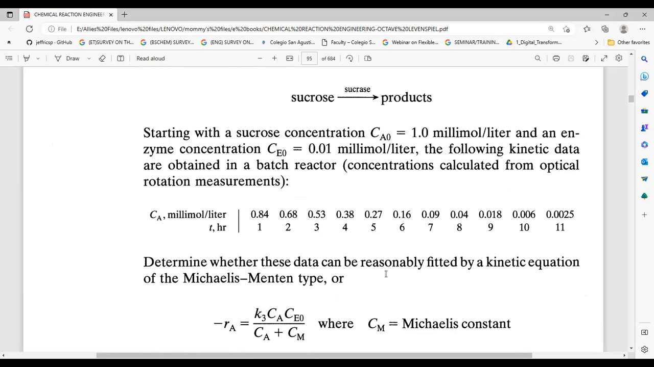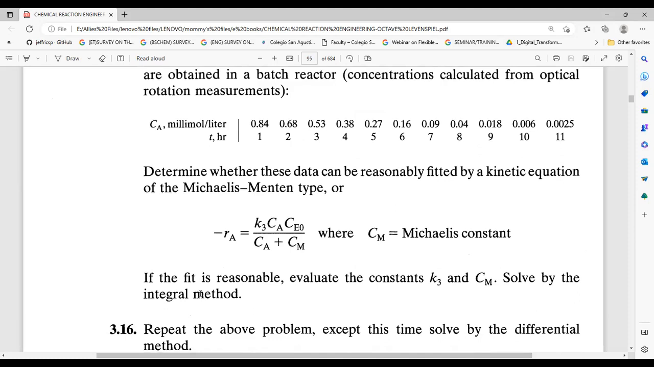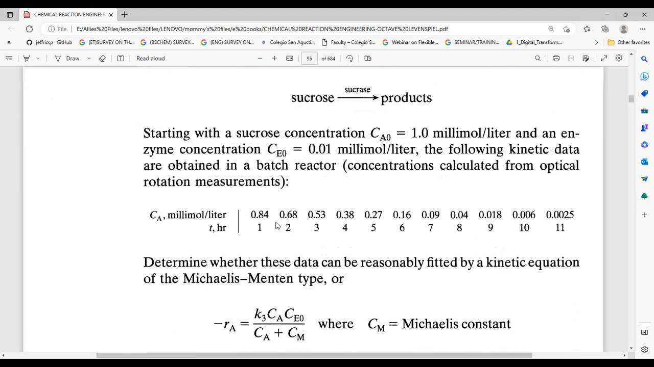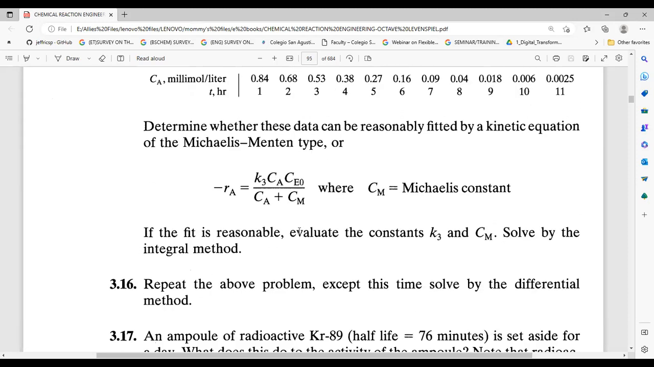In your biochemical engineering, you're going to study in detail biochemical reactions, enzymatic reactions, and this particular rate equation is common to it, the Michaelis-Menten type of equation. If the data fits this rate equation, you are to give the value of K sub 3 and C sub M. We're going to solve it using integral analysis, then repeat it using differential analysis. That we will do on Thursday. Now go back to the slide.